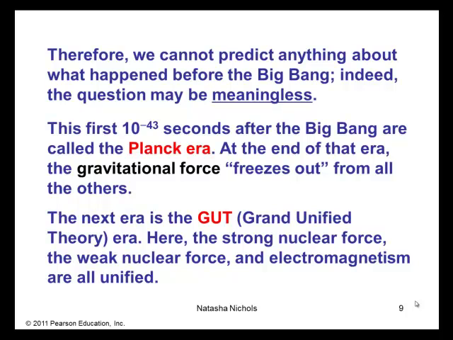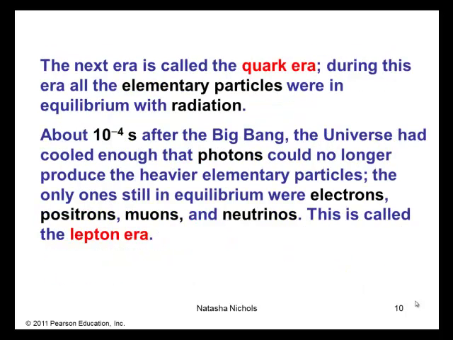These first 10 to the minus 43 seconds after the Big Bang are called the Planck era. At the end of that era, the gravitational force freezes out from all the others. The next era is called the GUT, the Grand Unified Theory era. Here, the strong nuclear force, the weak nuclear force, and electromagnetism are all unified. The next era after that is called the Quark era. During this era, all the elementary particles were in equilibrium with radiation.